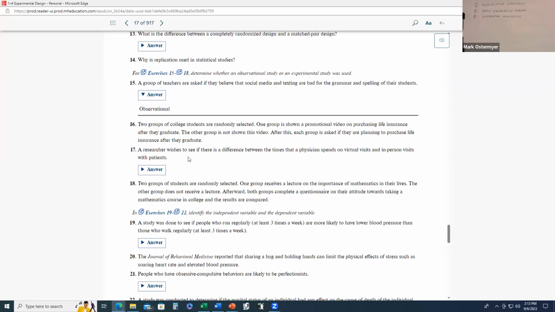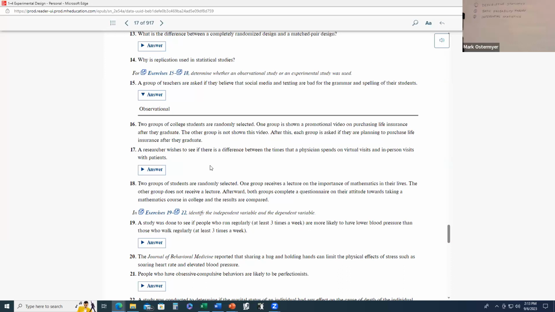Number 17, a researcher wishes to see if there is a difference between the times that a physician spends on virtual visits and in-person visits with patients. They're not really giving us many details as to how this study was conducted, so we're kind of at a loss on some of these, you got to admit. Virtual versus in-person visits. What would be your guess if you had to guess? Observational or experimental? Observational.